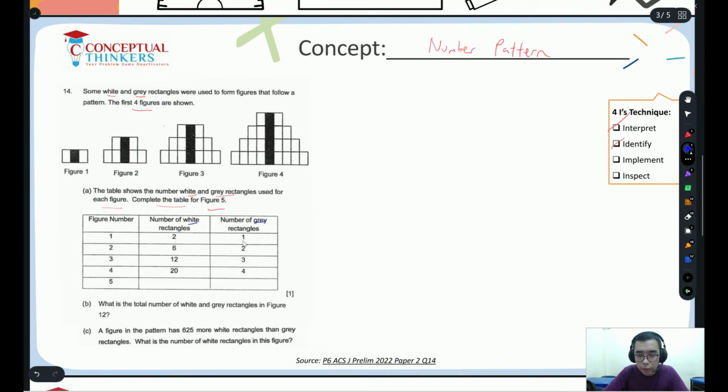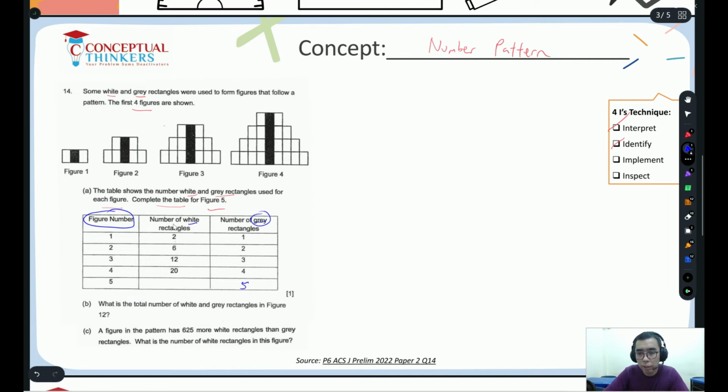Okay. Now one thing that I can link is the grey with our figure number. So they are actually the same, right? If it's 1, the grey will be 1. If figure 3, the grey will be 3. So I expect the figure number 5, my grey will be 5. Okay, so now look at here.